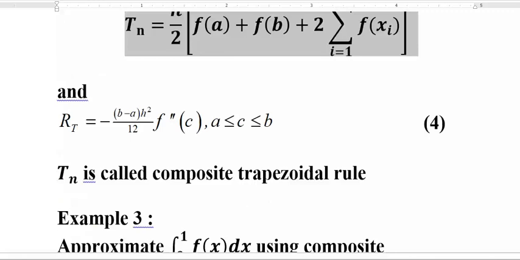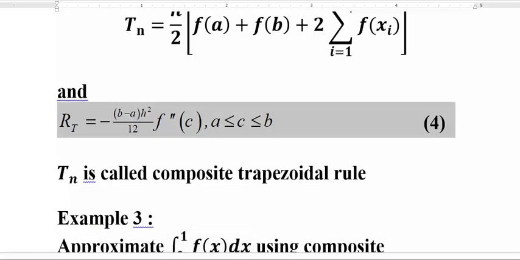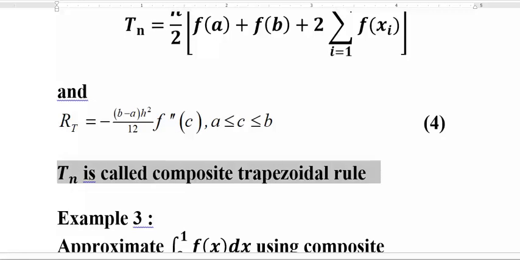The estimated error here is minus b minus a times h square over 12 times f double dash, the second derivative, evaluated at c, which is located in the interval from a to b. This is the composite trapezoidal rule.